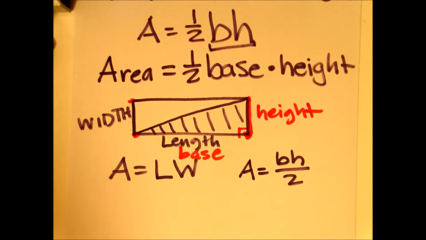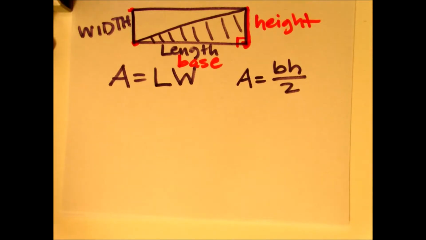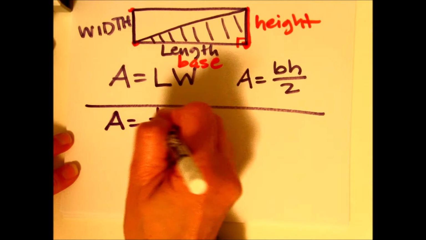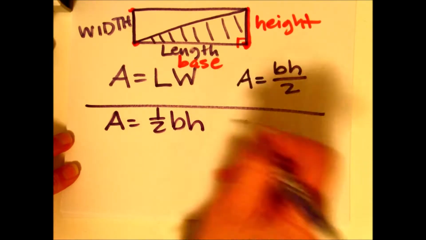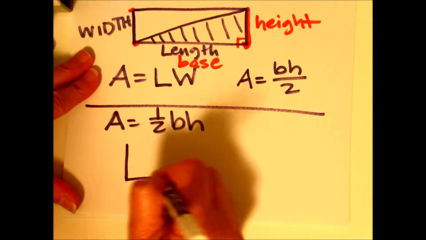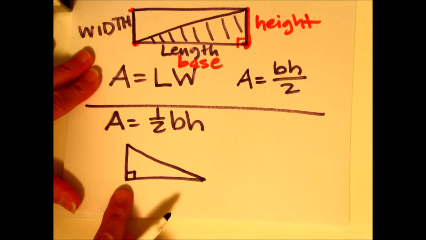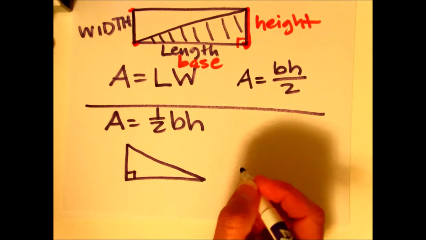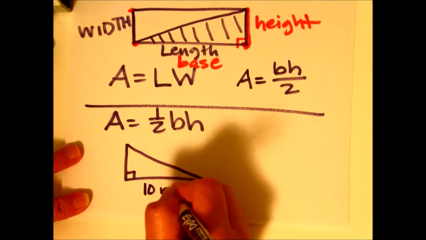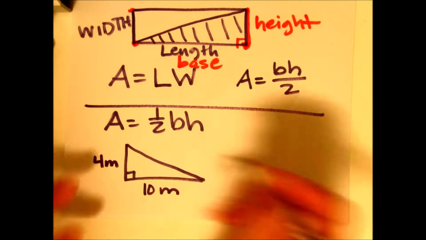Okay, now let's try some problems. So again, area of a triangle equals 1/2 times the base times the height. And I'm going to draw a right triangle in this first example. A right triangle, remember, has a 90-degree angle. And we'll make this one a fairly easy one to start with. Let's say we've got 10 meters as the base and 4 meters as the height.